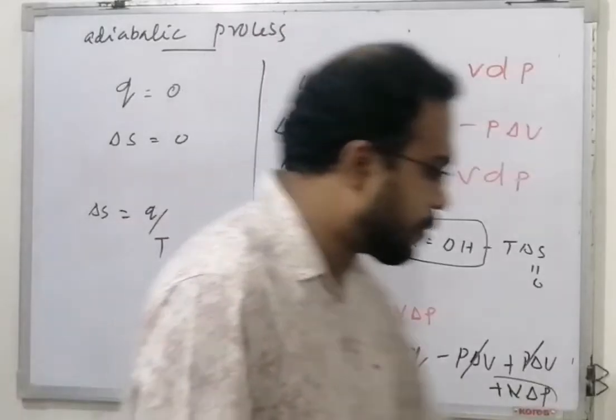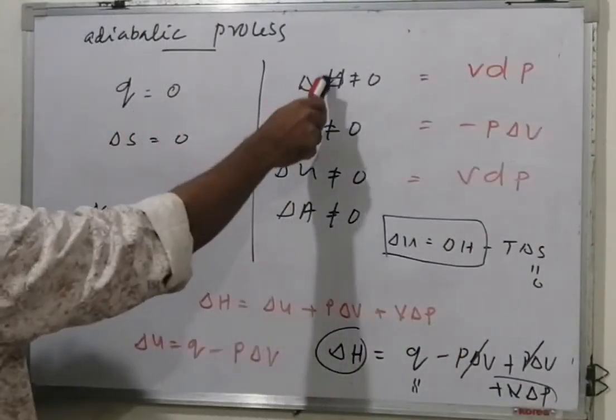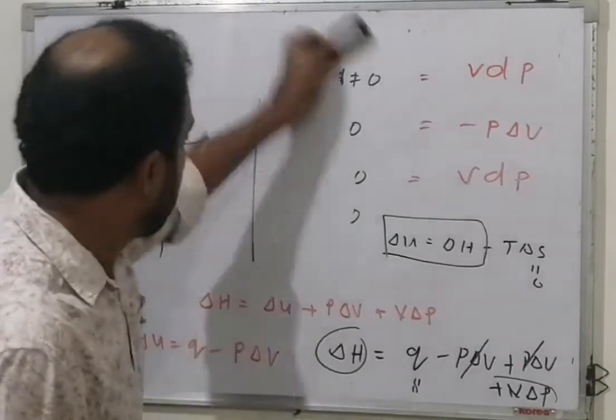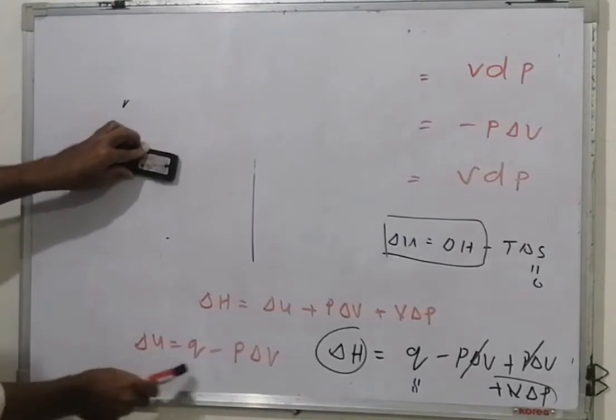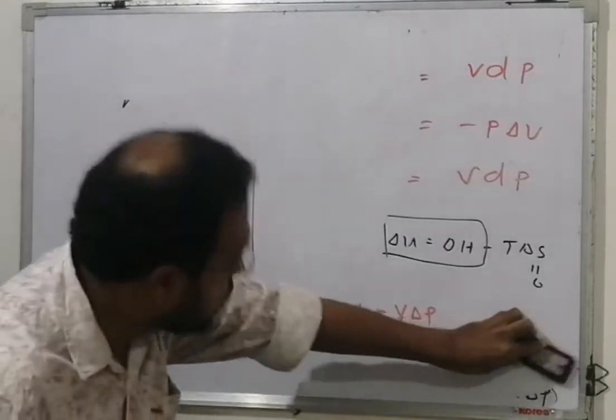Therefore, for a reversible adiabatic process, these two are 0, these three are non-zeros. For delta U, Q is equal to 0, therefore delta U is equal to minus P delta V. Okay?